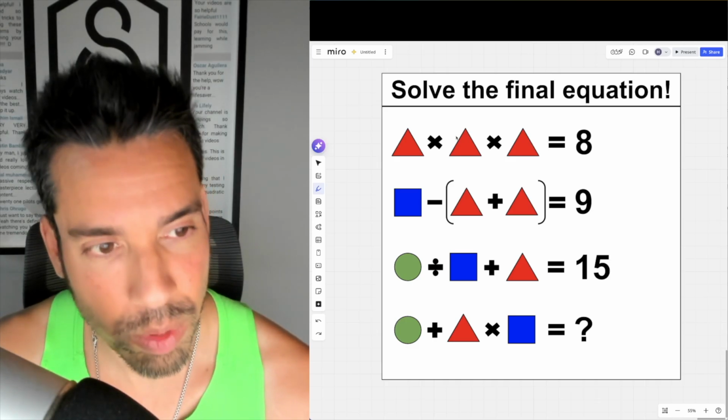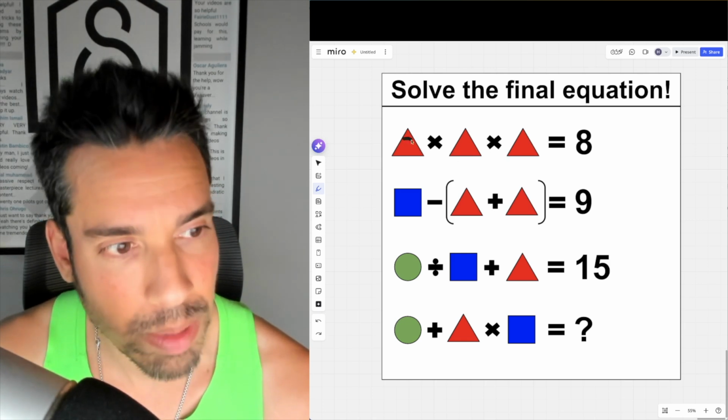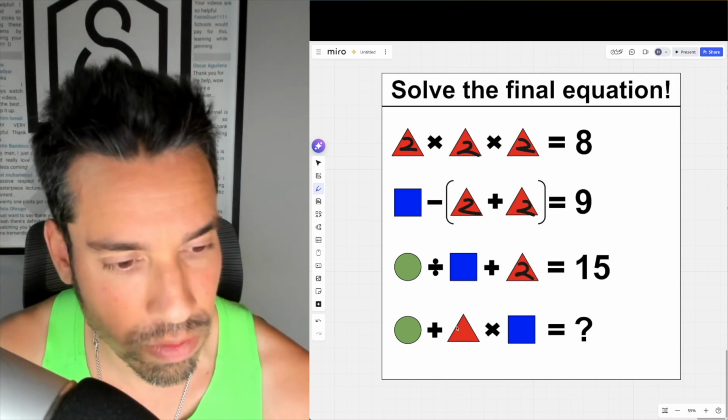So first of all, let's figure out what the values of these triangles are. What times what times what is 8? That would be 2, right? So 2 times 2 times 2 is 8. That means all the red triangles, therefore, are 2.